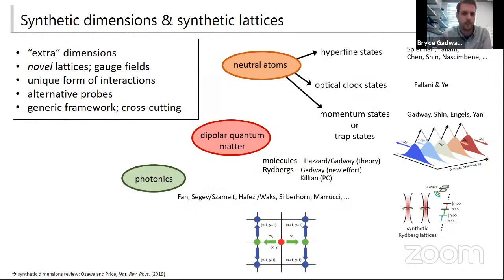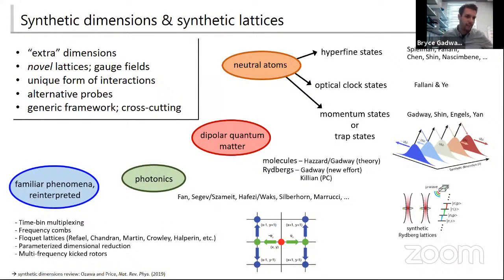And lastly, some work here at JQI with Mohammed and Nito on a probably much bigger field of using synthetic dimensions in photonics. And there it actually has real life implications or applications, trying to make things like really good isolators by generating artificial gauge fields and maybe protected one-way transport for photons.